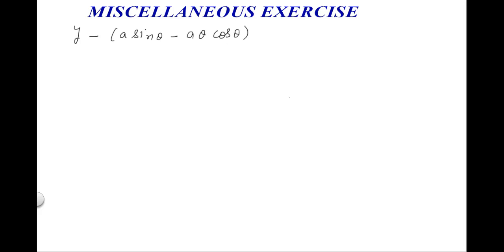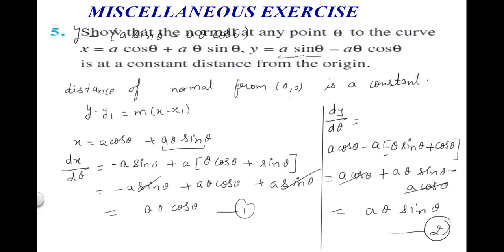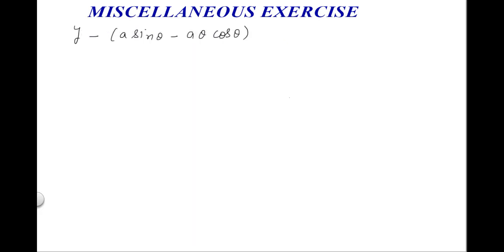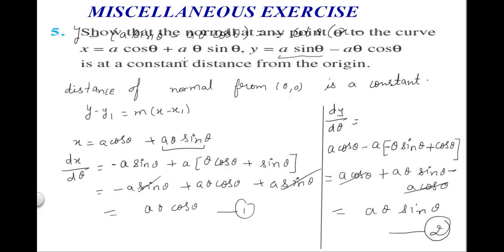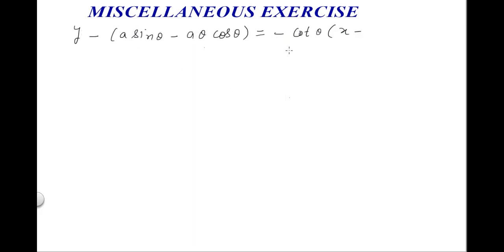Let us just confirm the value. Just see, we have a sin theta minus a theta cos theta, that's what we have placed here, is equal to minus of cot theta multiplied with x minus x1. What is x1 here? As you can see, a cos theta plus a theta sin theta. Let us put that, a cos theta plus a theta sin theta. This is what we have to place. Okay, now we will solve it.